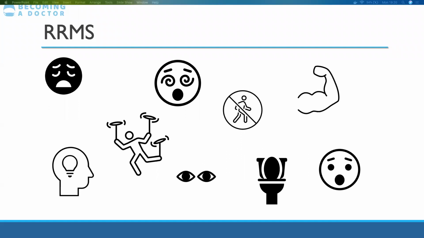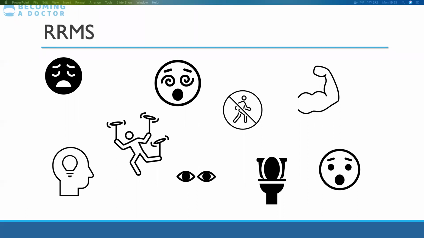The other phenomenon is that the symptoms get worse after they exercise or when they're in a warm environment. For example, after they've taken a bath or a hot shower, they may find that their symptoms have got worse.